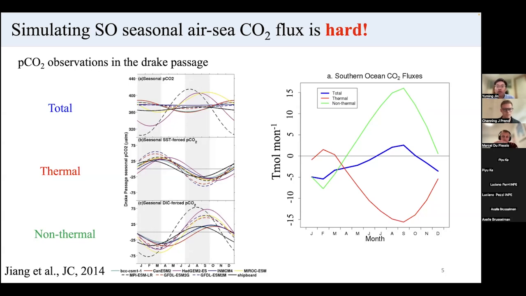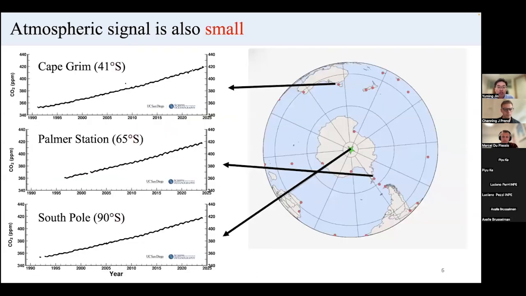In addition to models and surface ocean measurements, we could also learn the seasonal CO2 flux from using only atmospheric observations, but there is also a challenge. The figure here shows the long-term CO2 measurements at three southern hemisphere stations in the middle to high latitudes: Cape Grim on top, Palmer Station in the middle, and the South Pole at the bottom here. You can see there is a really small seasonal cycle. The cycle here is the ocean signal, but it is just very small.